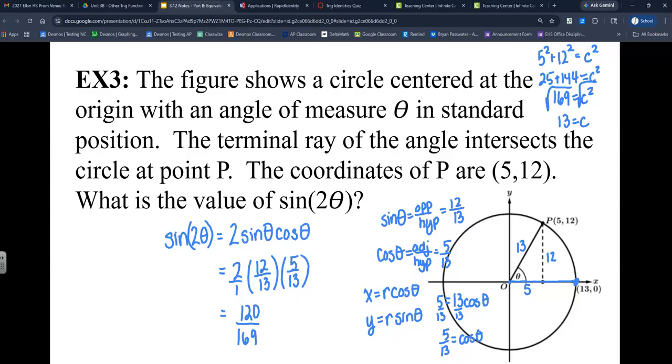And then you could do the same thing with that sine there. So that's also an option.